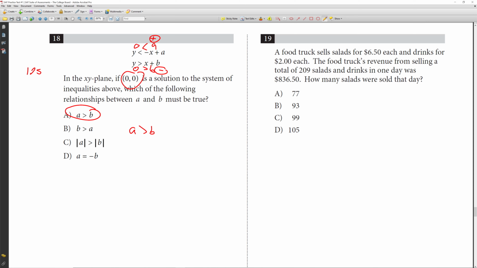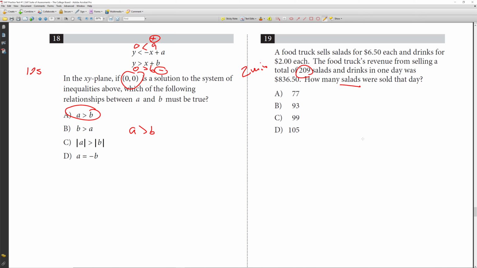A food truck sells salads for $6.50 each and drinks for $2 each. The food truck's revenue from selling a total of 209 salads and drinks in one day was $836.50. How many salads were sold that day? So we're looking for salads, and that's the total. So this is a part total type problem. From the work you have to do, it seems like this will take about 2 minutes to do.